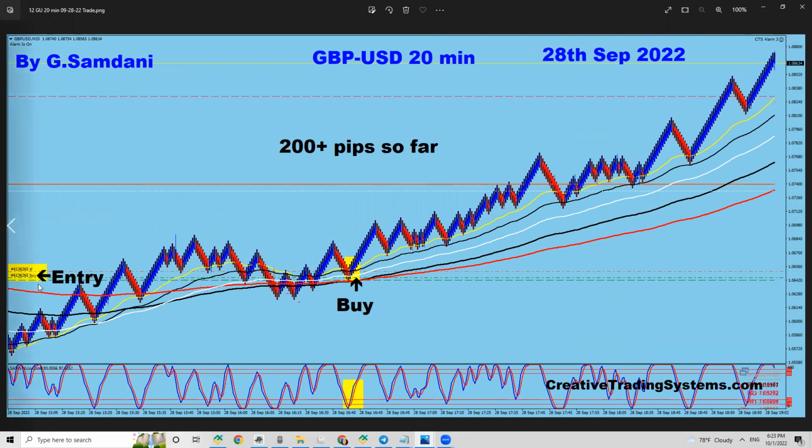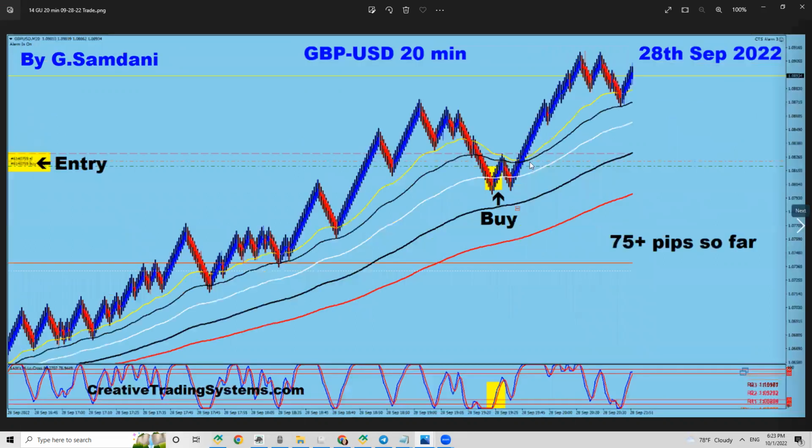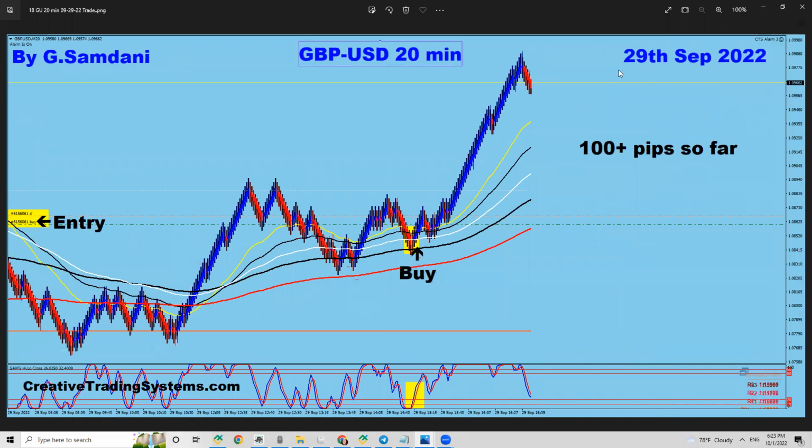You see this buy order here and SL right there. This is the strategy that I use, the system, creative trading system. It used to be the Magic IB system, right? So that's the setup that I use. And then one more shot to the upside for 75 pip on the 28th. And then one more shot to the upside on the 29th, again from here, 400 pip.